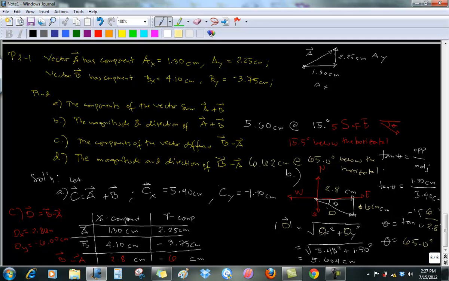Just know how to write the x and the y component. Take note of the sign. Meaning, in your sketch, negative means downward or leftward. For example, if y is negative, when you draw it, it goes downward. If x is negative, it goes to the left. That is the convention. So, that's problem 2-1.